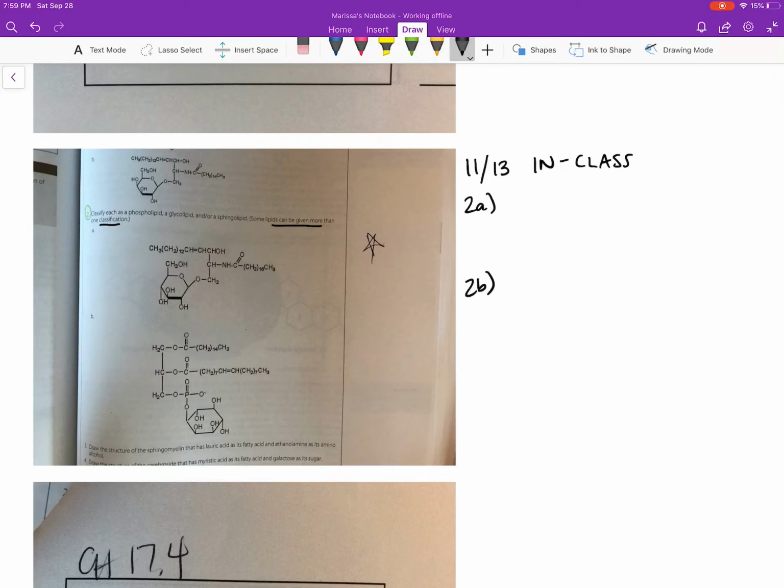Looking at the first one, the first thing I see is that there is a glucose right here.